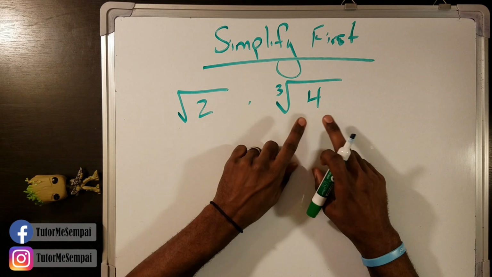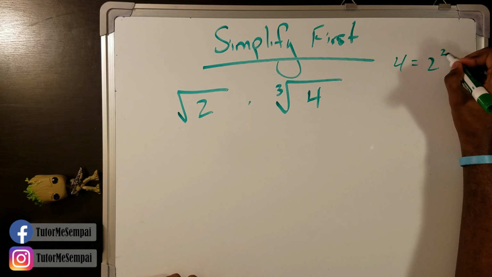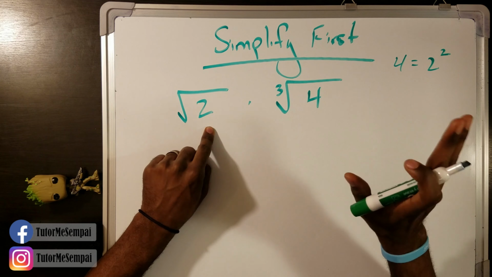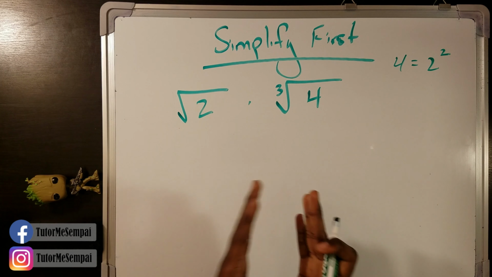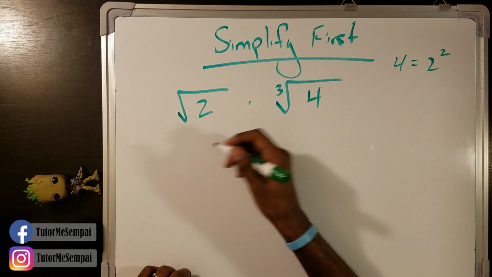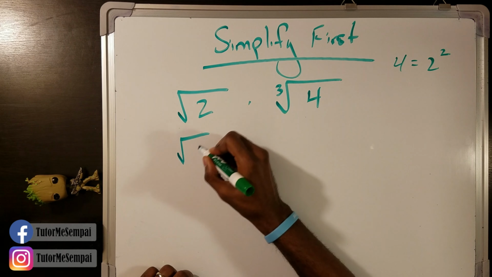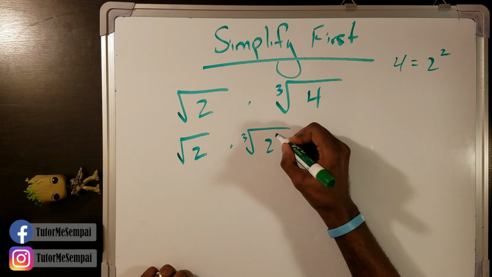What is another way of writing 4? Well, we can write 4 as 2 squared. If we can somehow get them to have the same base, not necessarily the same radicand, but the same base, we can move forward with multiplying our two radicals. So let's do that. Let's rewrite this with our new form for 4. So this is going to be square root of 2 times the cube root of 2 squared.